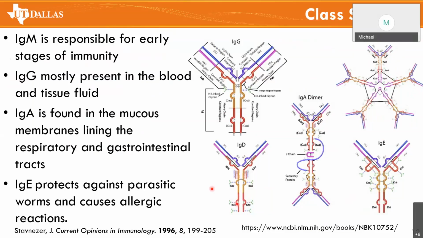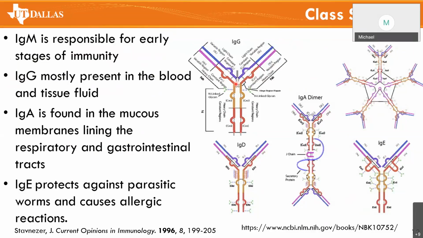IgD, they're still trying to understand what it does, but they feel like it's part of an older system, or it's just there. It doesn't really have a function, but they're still investigating what its role is. Then you have IgG, which is one of the most abundant immunoglobulins. It's present in the blood, and it's actually able to transfer from mother to child.